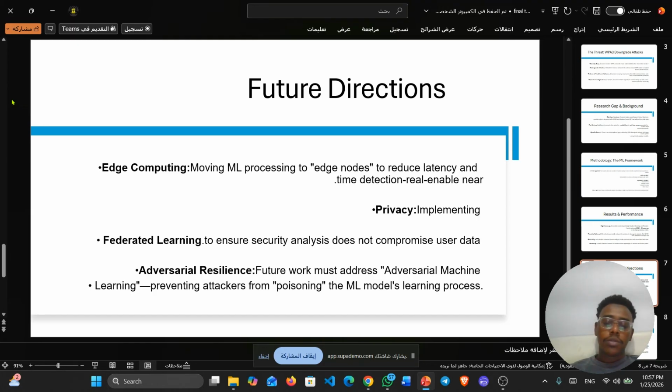And in conclusion, as we move toward Wi-Fi 7 and the Internet of Things, static passwords are not enough. So we need the decision intelligence provided by machine learning to keep our wireless world safe.